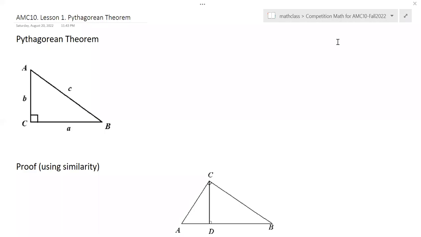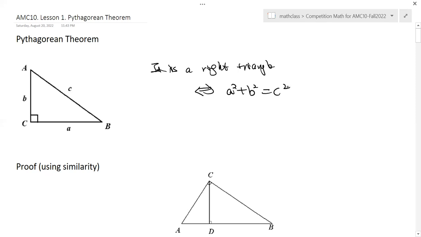All right, so today I'm going to talk about the Pythagorean theorem and its application. The Pythagorean theorem says that if you have a triangle, it's a right triangle if and only if a squared plus b squared equals c squared, okay? So it is a right triangle if and only if a squared plus b squared equals c squared.